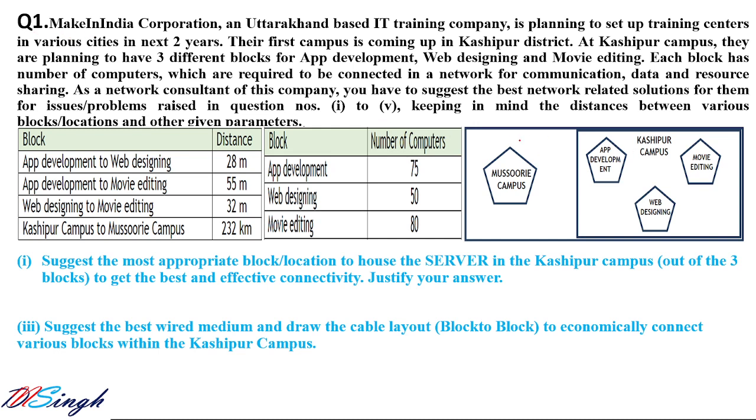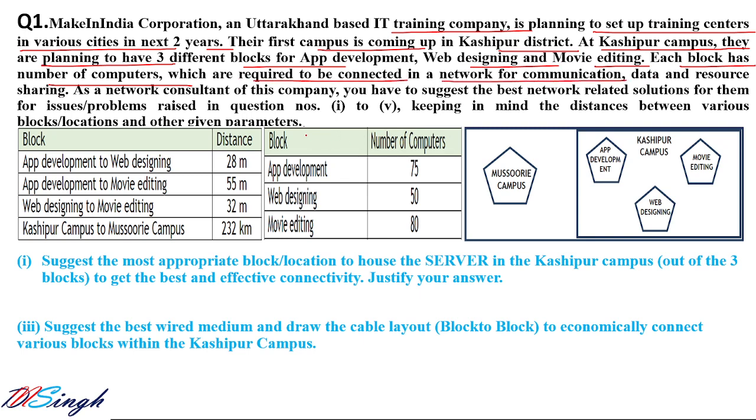They will give some scenario where a company or a corporate house is going to establish one unit that might have multiple buildings inside it. Like Make in India Corporation, an Uttarakhand based IT training company, is planning to set up a training center in various cities in the next 2 years. Their first campus is coming up in Kasipur district. At Kasipur campus, they are planning to have three different blocks: app development, web designing, movie editing. Each block has a number of computers required to be connected in a network.